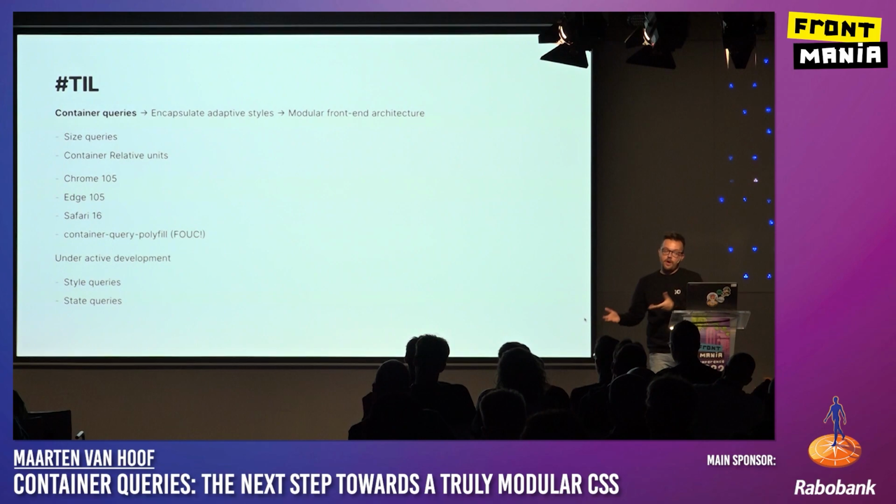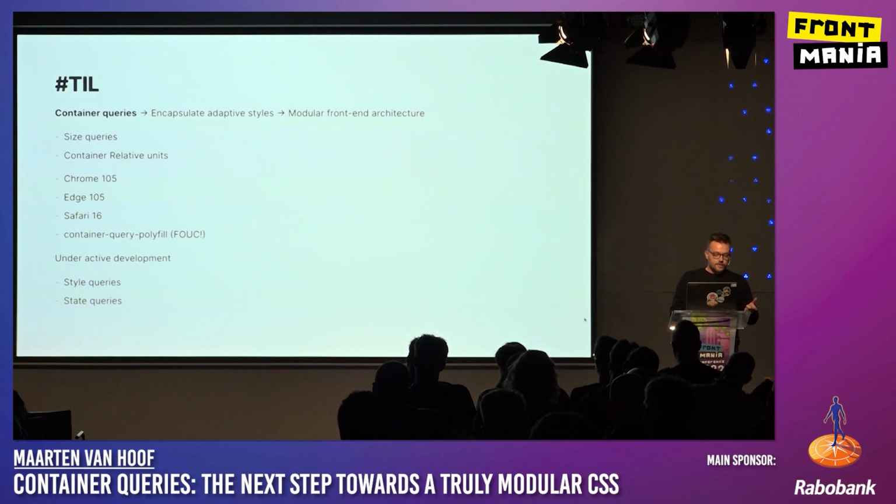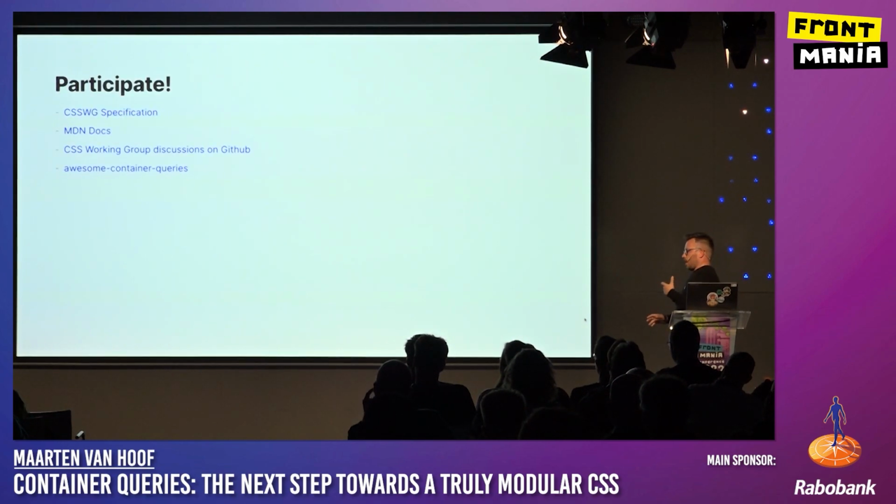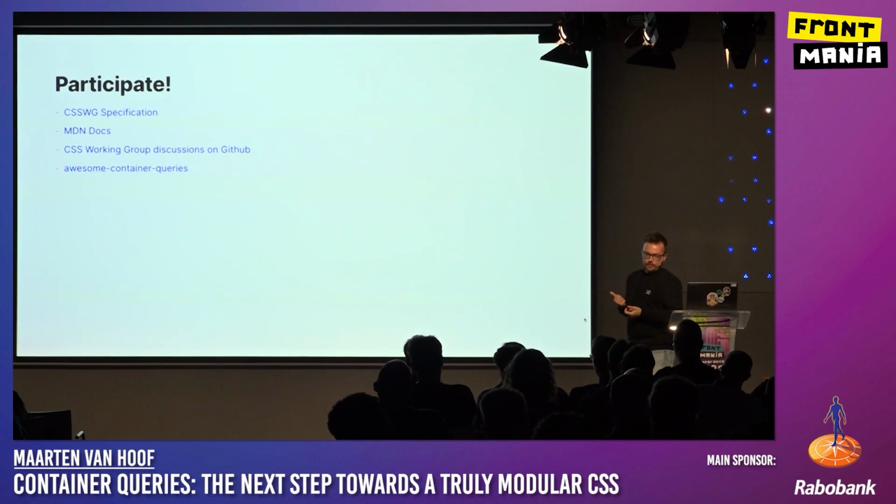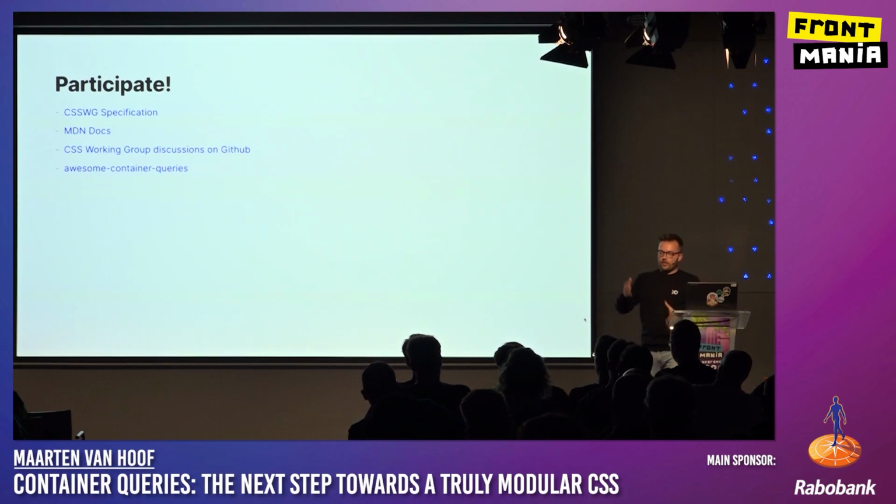There's a polyfill out there. Beware of the flash of unstyled content. And under active development are style queries and state queries. And if you now have something in your head, I have this awesome use case that I have not seen in these examples, well, go check out the specification, go check out MDN web docs. Go check the internet if your use case exists. And if not, participate in the discussion of the CSS working group, because they're still looking for feedback on making that API more robust for certain use cases.